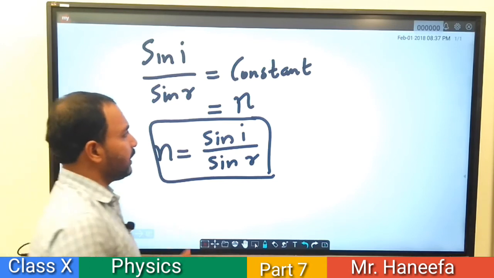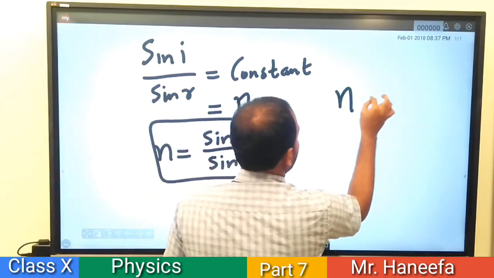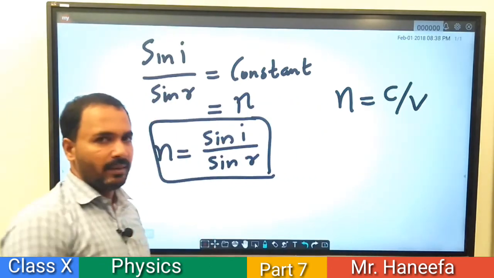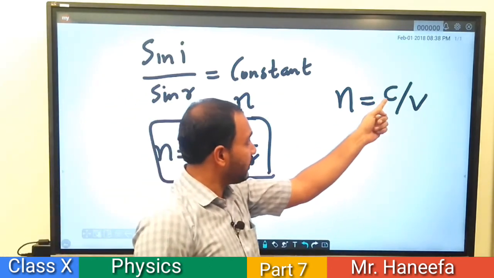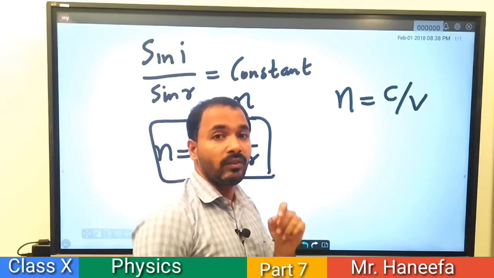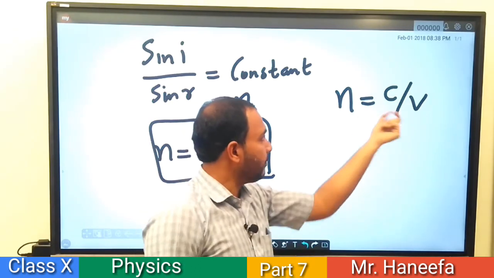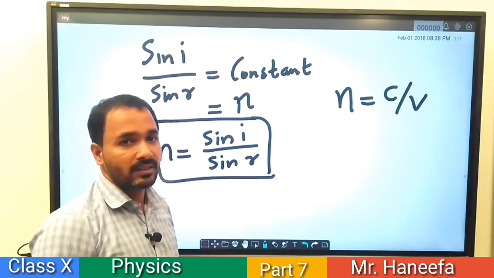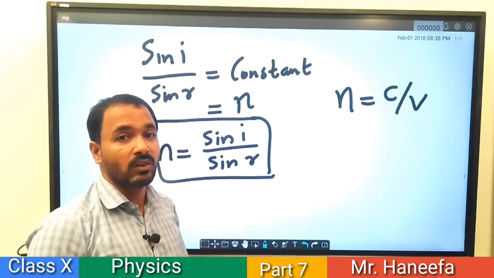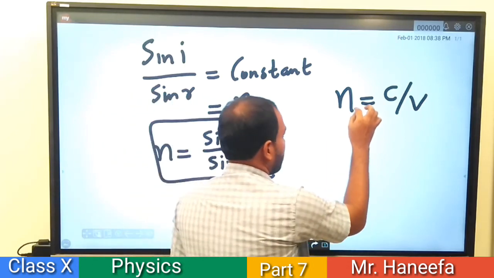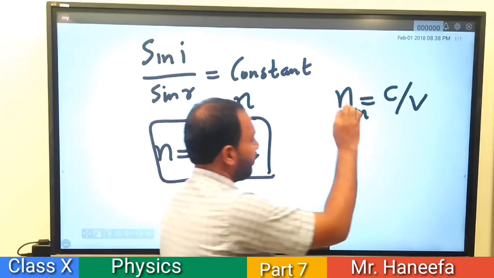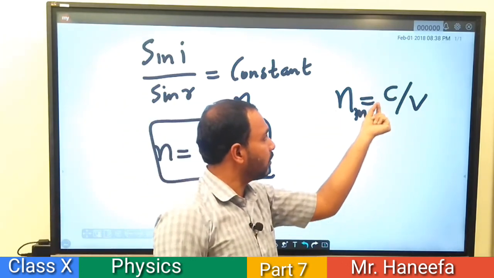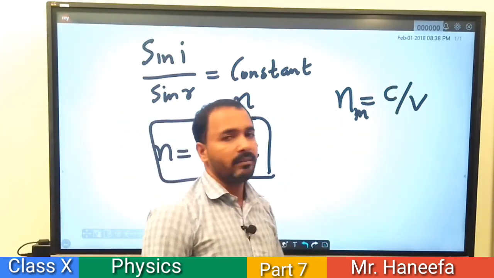Another equation is n equal to c divided by v. c means speed of light in air. v means speed of light in medium. This refractive index is called the refractive index of the medium. It is denoted by nm. nm, the refractive index of the medium, equals c divided by v.